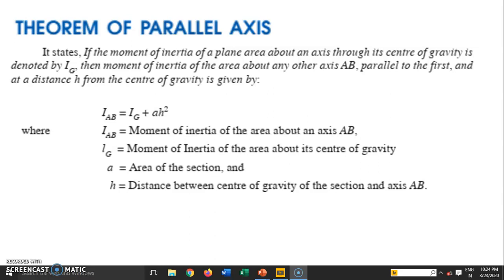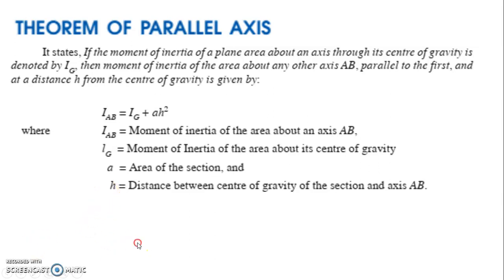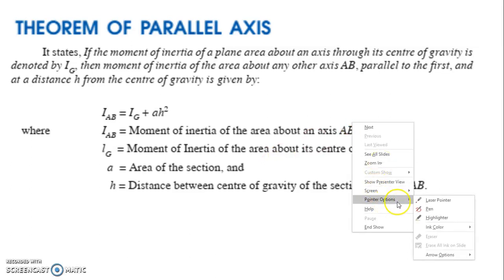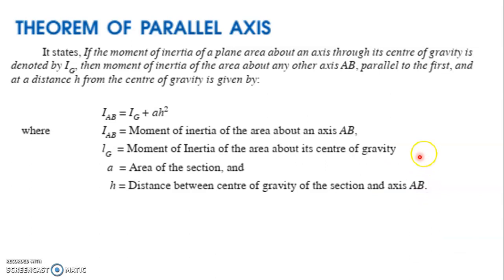While coming to normal problems, we have to calculate the moment of inertia with respect to some other axis which is away from the centroidal axis. In such cases, we have to use another theorem called the parallel axis theorem. According to that theorem, the moment of inertia of the section with respect to any other axis away from the centroidal axis is given by the equation I_AB equal to I_g.